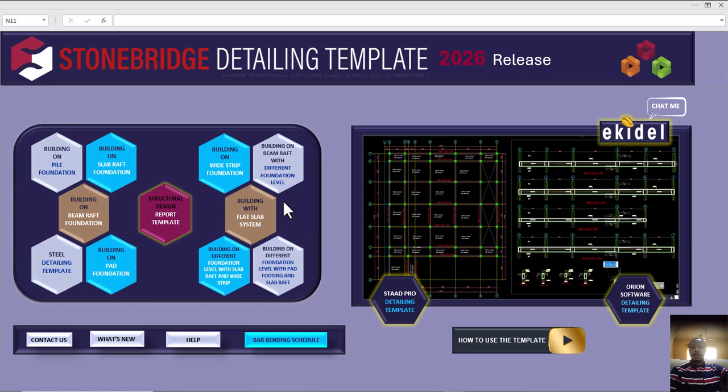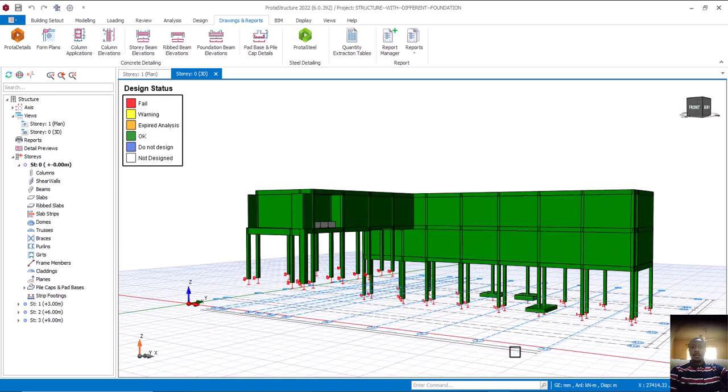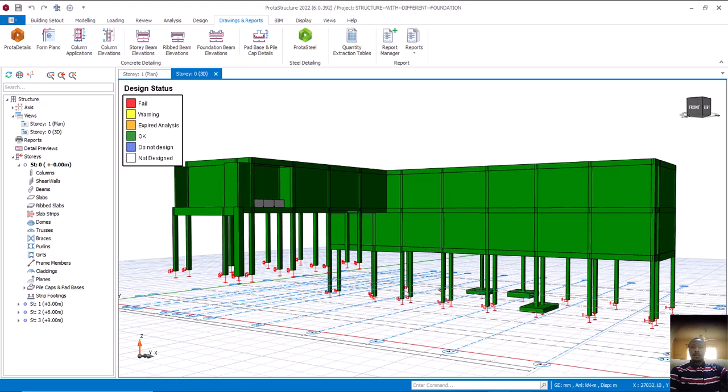Now, let's go and look at the content. So we are going to start with pad. Is that okay? We are going to be starting with pad. Since my structure, this particular one, is on pad footing, can you see? It's on pad footing. I'm going to show you the difference between their detailing. Is that okay? Some things have been changed and some things have been corrected. Is that okay? All right.